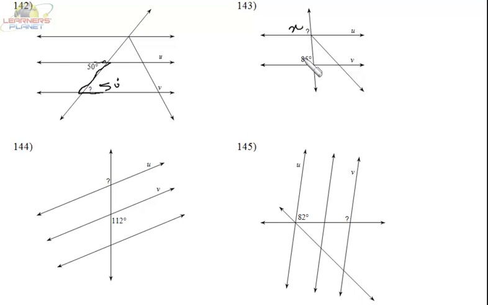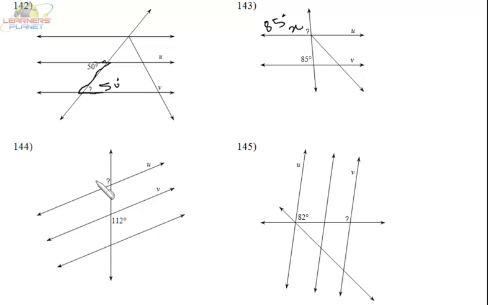Here, this is 85 degrees and this missing angle is X. Both of them are corresponding angles since both of them are lying on the same side of the lines. Now, if the corresponding angles are equal, then the lines will be parallel. So this missing angle should be 85 degrees. Clear?